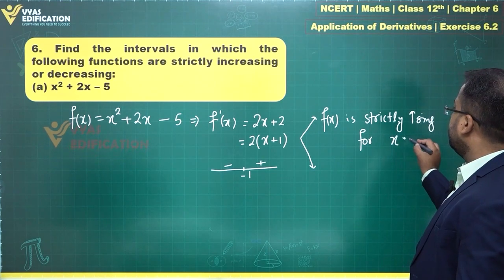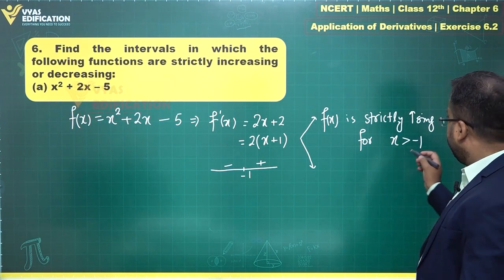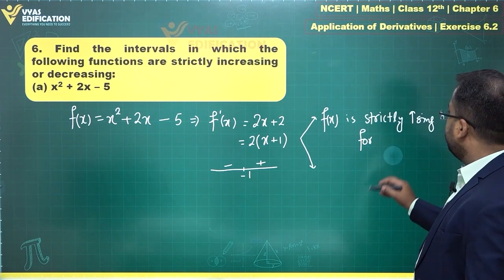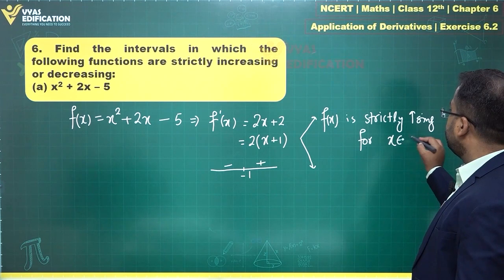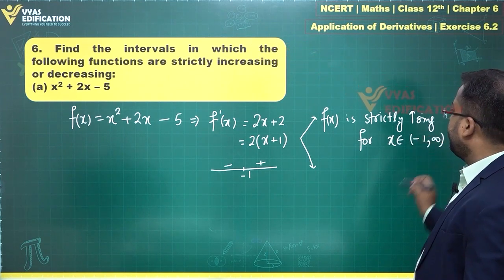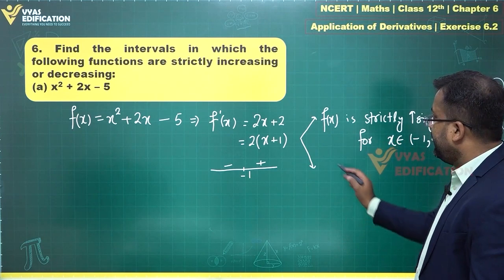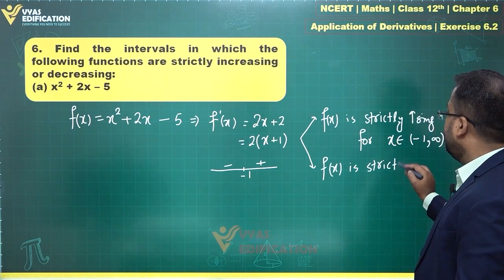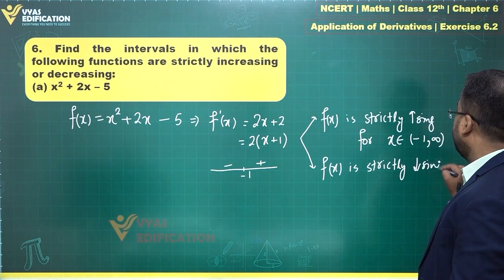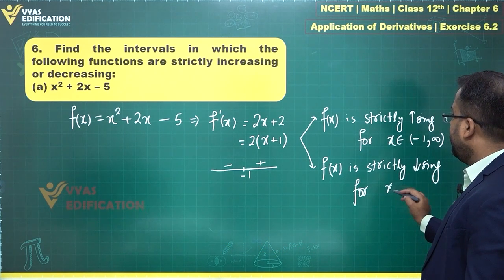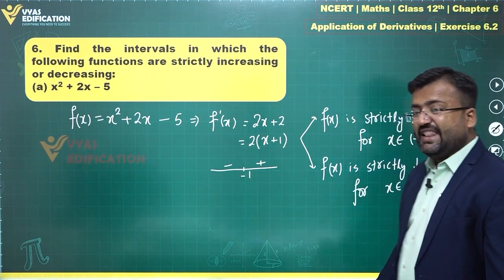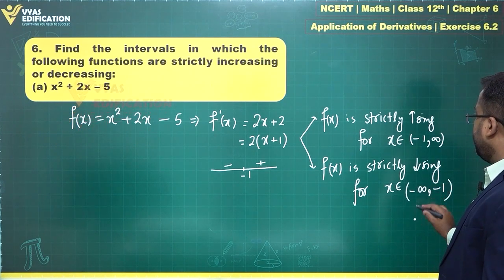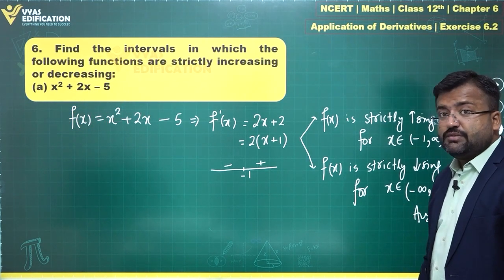For x greater than minus 1, which can be written in the interval format as x belongs to (minus 1, infinity). This is what you can comment. And similarly, f(x) is strictly decreasing for x less than minus 1, that is (minus infinity, minus 1) with open brackets. This is the final answer for this part.